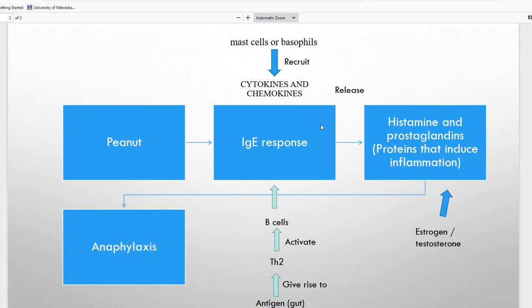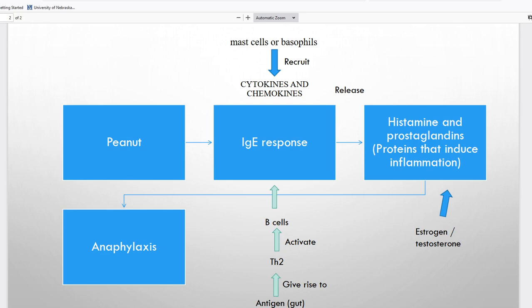So, this is my limited understanding of peanut allergy. I took a course in pathophysiology a long time ago as my general studies requirement in college 20 years ago. Exposure to peanut can trigger IgE response. And not only this, the antigen in our gut can also give rise to Th2. We can Google Th2 later. And Th2 is going to activate B cells.